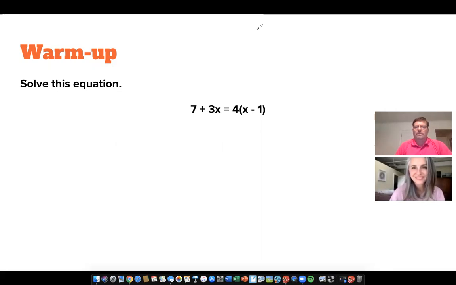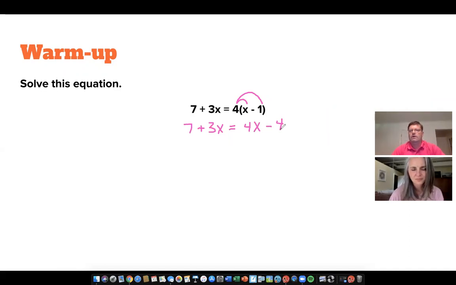I'm going to write in pink. We want to solve this equation. And when we see parentheses, what did we say the parentheses meant the other night? Distribute or multiply. So I'm going to distribute that 4. I don't need to do anything on the left side, but I do need to distribute. That would give me 4x, but everything in that parentheses gets multiplied, so it'd be 4x minus 4.